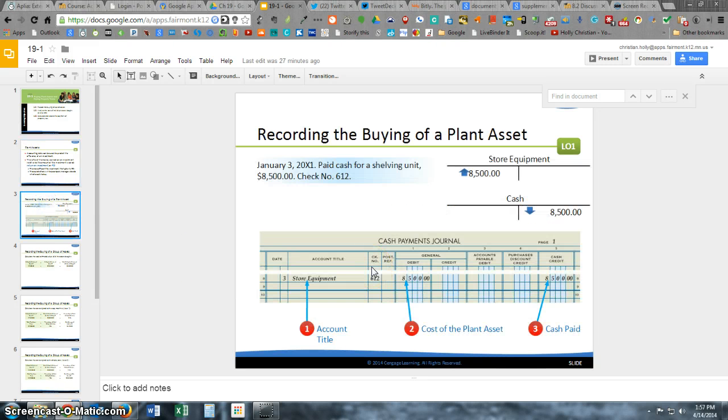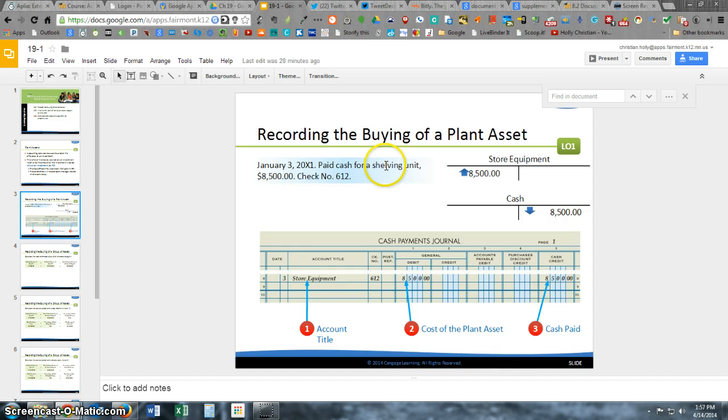When you buy a plant asset, this is an example of what it will look like. When you purchase that plant asset, you're going to have a transaction that tells you the date, paid cash for what you bought, and how much. Now, it's not going to say if it's store equipment or if it's office equipment. You're going to need to determine that.